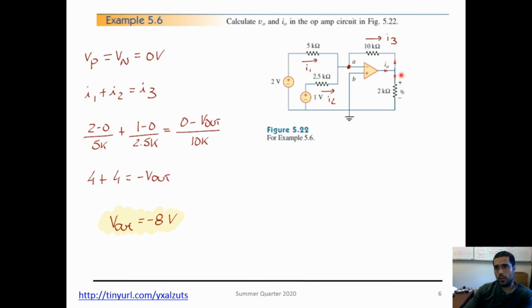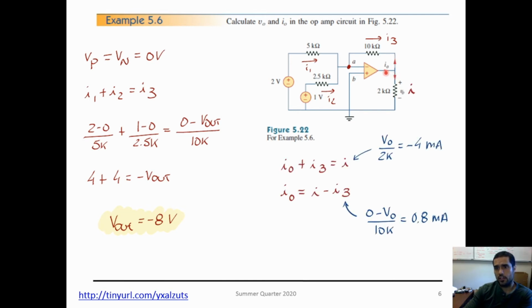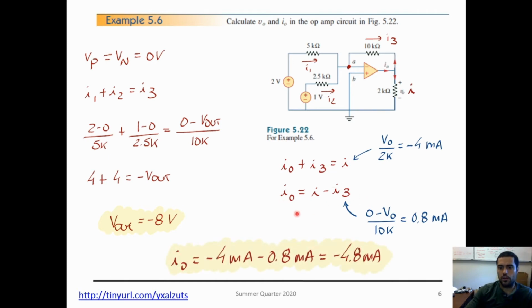And so I go here and I apply KCL on this point over here. What I have is I0 coming out, I3 coming in, and I coming out. Remember, the direction of currents does not matter as long as you respect Ohm's law. So I0 plus I3 equals I. Remember, I is V0 over 2K, and I3 is 0 minus V out over 10K. If I substitute the values, I get a current of minus 4.8 milliamps.